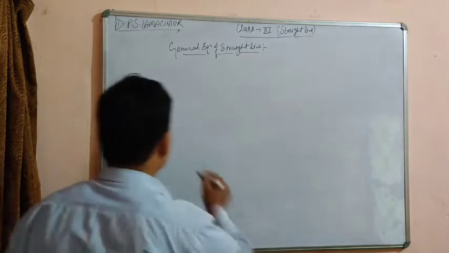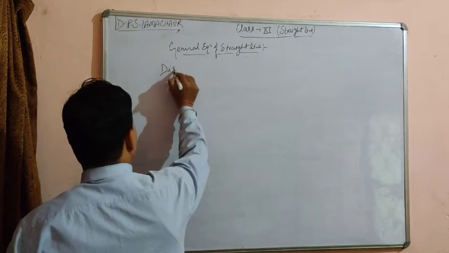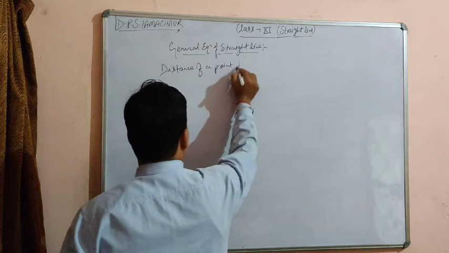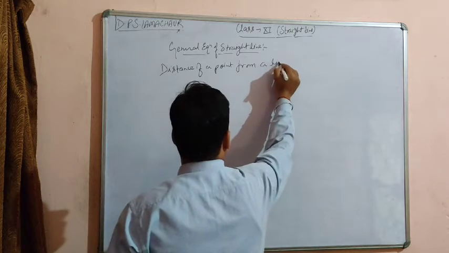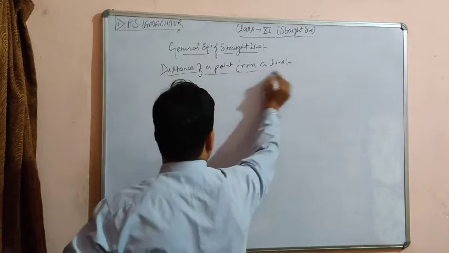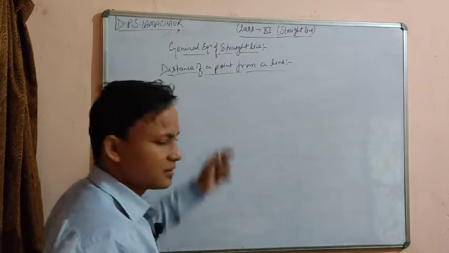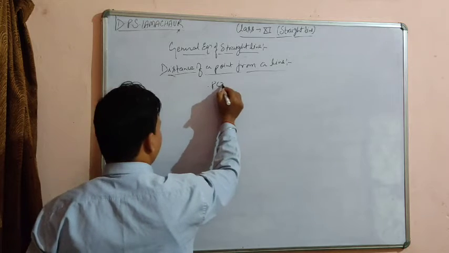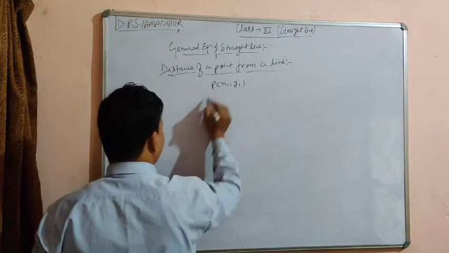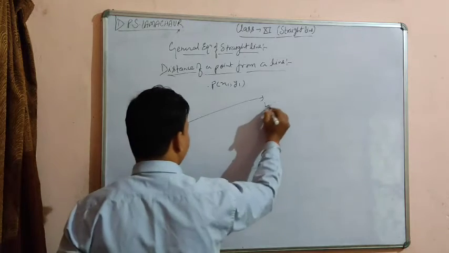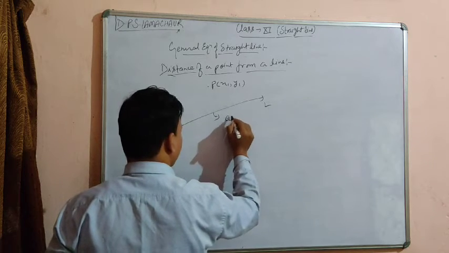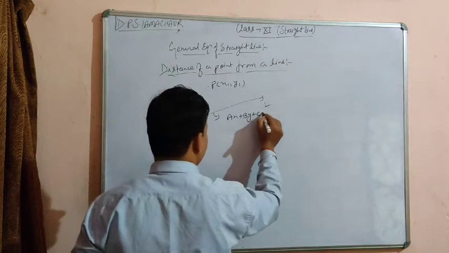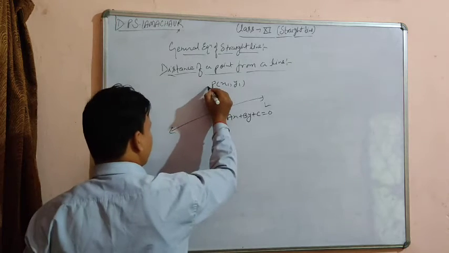First, the distance of a point from a line. You don't need to learn the proof, just apply the formula, beta. Suppose this is a point P having coordinates x1, y1, and suppose this is the straight line L having equation ax plus by plus c is equal to 0. Now what we have to do is find the distance.